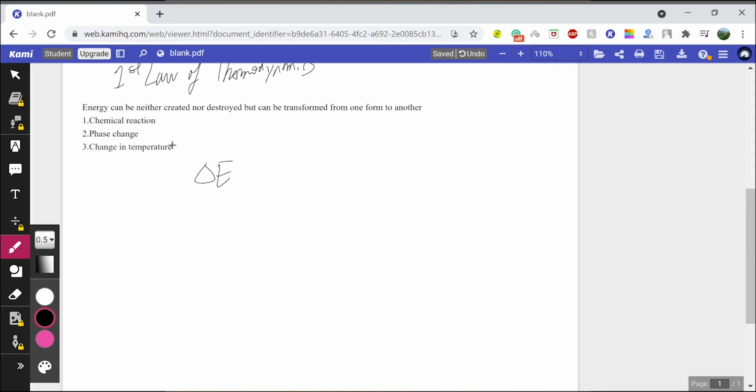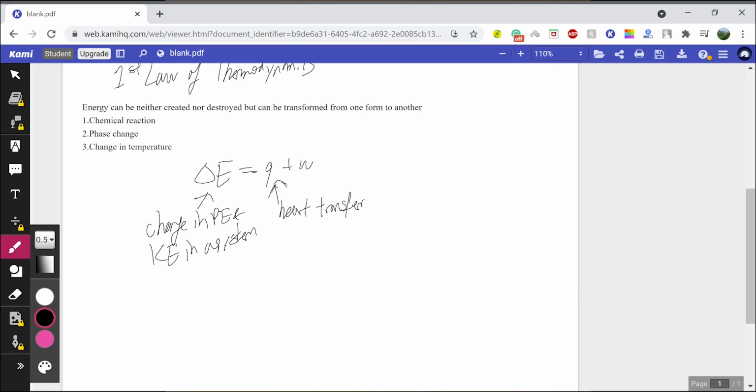So here's the new formula we'll be learning. Delta E will be equal to Q plus W, where this is the change in potential energy and kinetic energy in a system. And we also call this internal energy. Q is the heat that is transferred into the system. Now, if it's going in, it's going to be a positive value, and if it's going out, it's going to be a negative value. So Q is the heat being transferred in or out of the system. If it's in, it's positive. If it's out, it's negative.